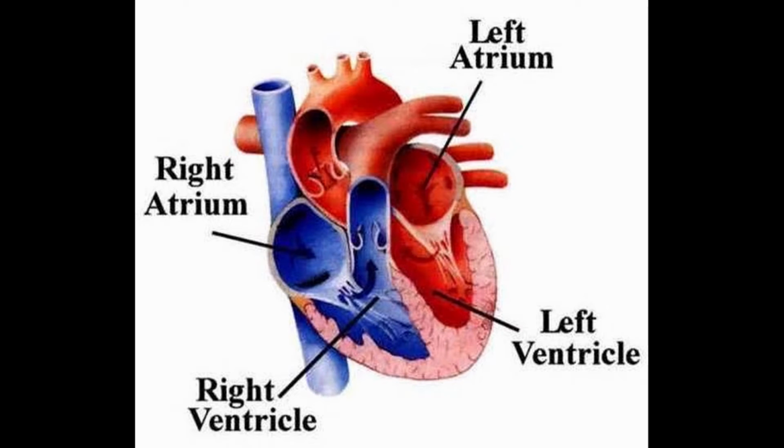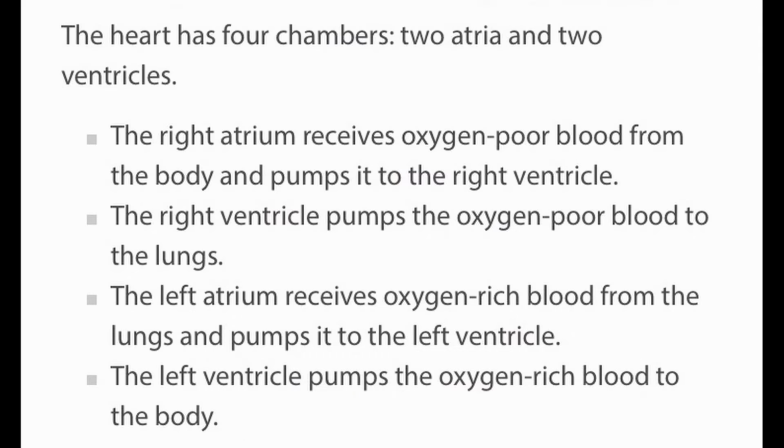Now we discuss the chambers of the heart. There are four chambers: right atrium, left atrium, right ventricle, and left ventricle. The first one is the right atrium. As you can see on the diagram, on the right side and the upper surface there is the atrium. It receives deoxygenated blood from the body via the superior vena cava, inferior vena cava, and coronary sinus.